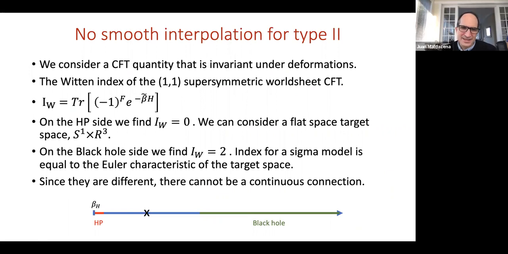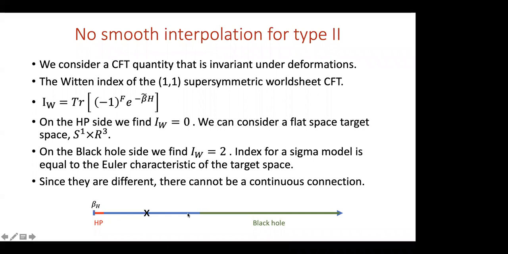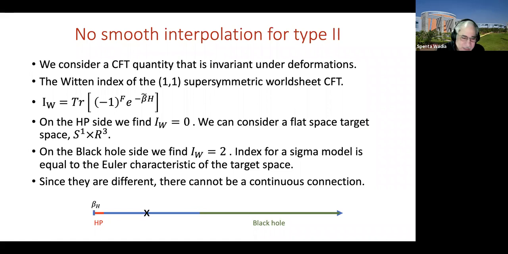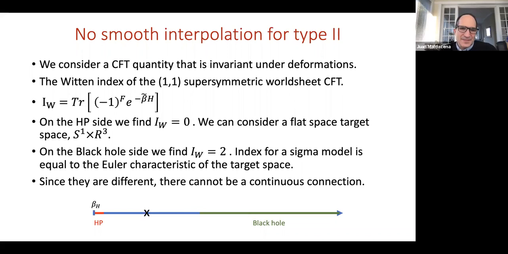Okay. So Juan, can I ask a question, please? Yes. So that was what my question was going to be: what are the reasons to expect that there is a classical solution of string theory that will interpolate between HB and the black hole? Well, the reason is that on the two sides we have the same symmetries, right? And maybe there is one. I don't know. There is no particular reason to expect it, but it sounds like a simple conjecture.